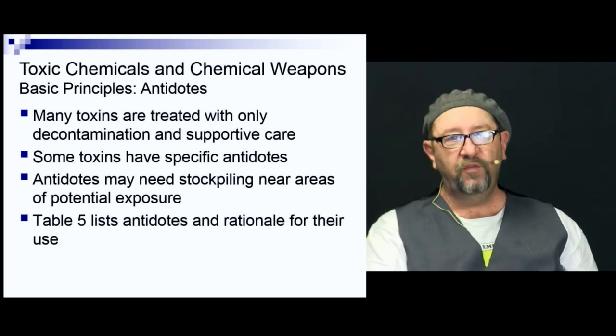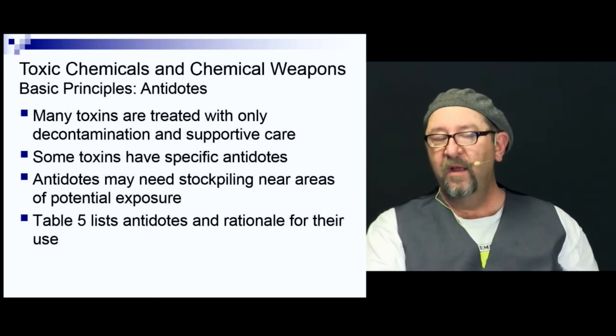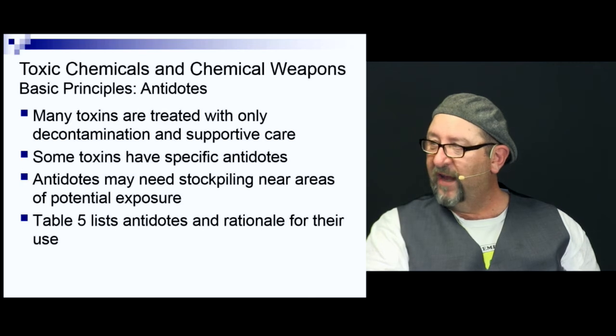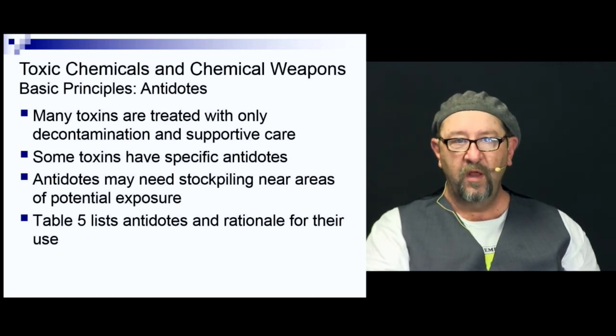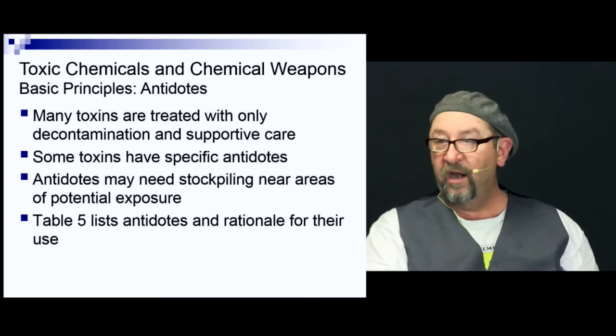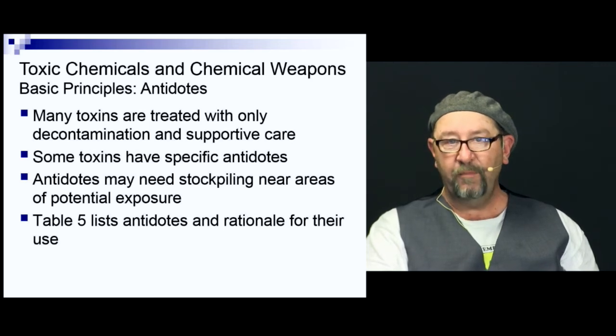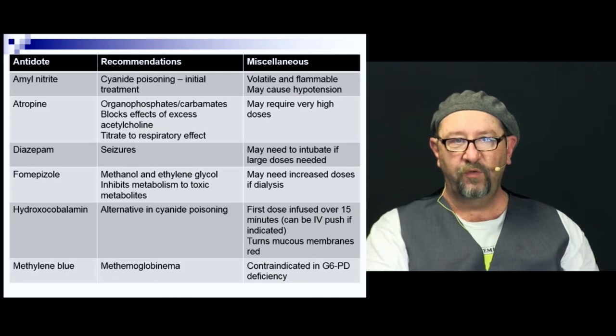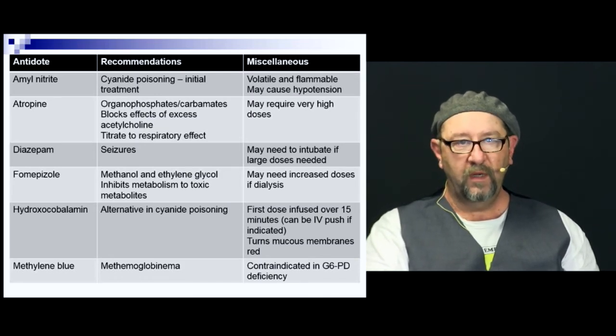But some toxins have specific antidotes, and failure to recognize the toxin and the antidote can be a problem. So antidotes may need to be stockpiled if you're near an area where you could have this problem. And Table 5, which I think is an important one, lists the antidotes and the rationale for their use. I'm not going to drag you through it. We've summarized it in the slides if you're interested. They're all there for you.